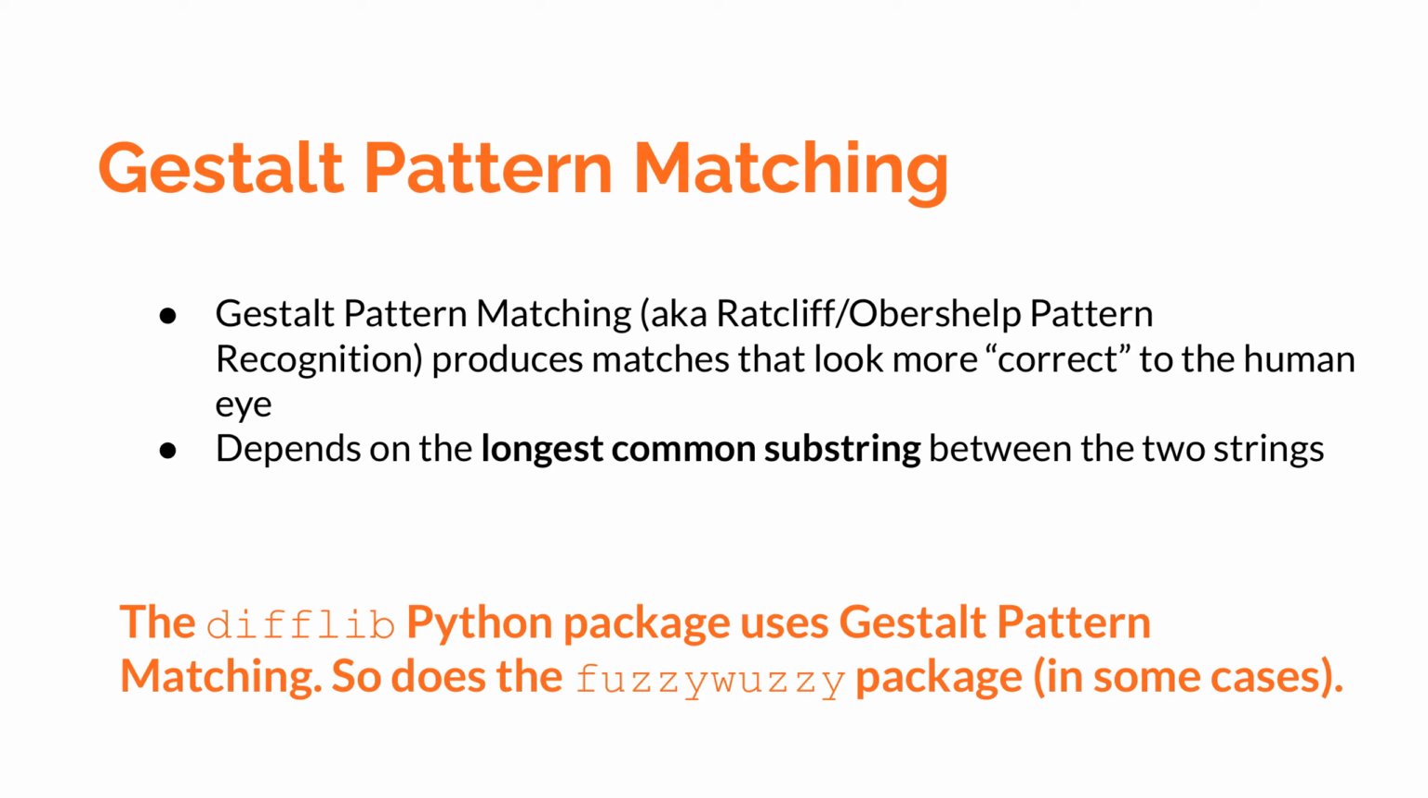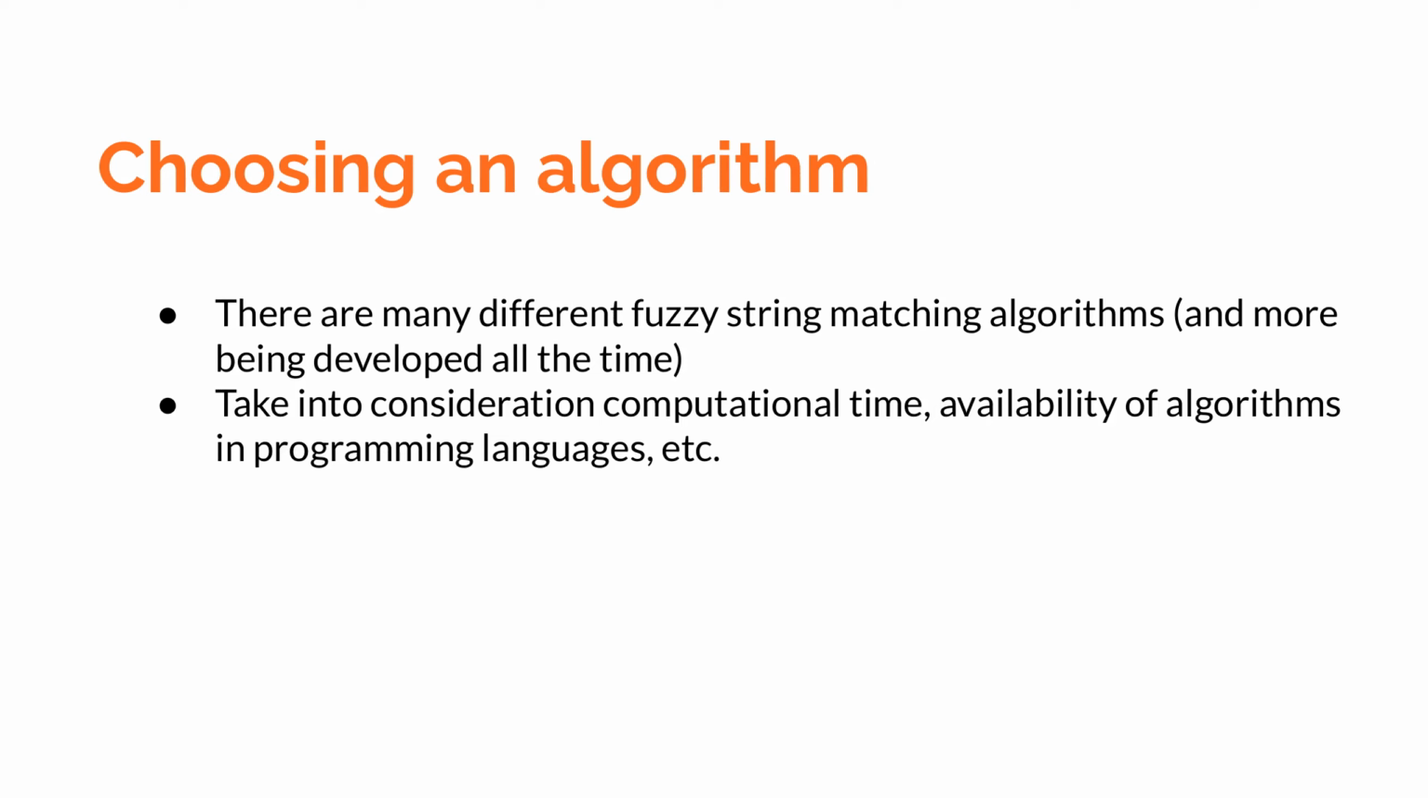Well, we could try using a different distance metric, such as Gestalt Pattern Matching, also known as Ratcliff Obershelp Pattern recognition. This metric produces matches that look more correct to the human eye, since this metric focuses on finding the longest common substring between the two strings. We just talked about two different ways to compute the similarity between two strings, but there are many more. The metric that you choose is going to depend on your specific needs.